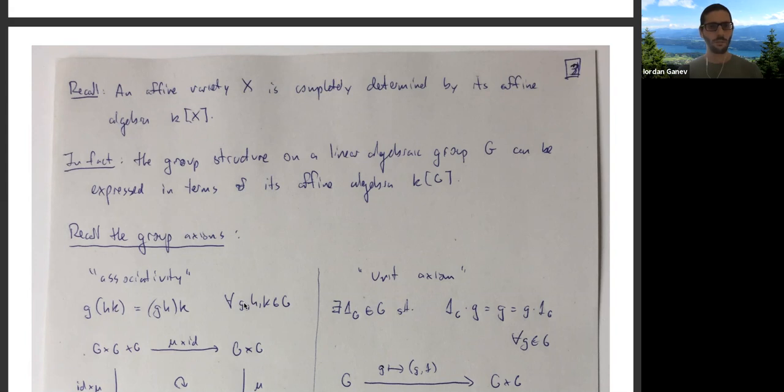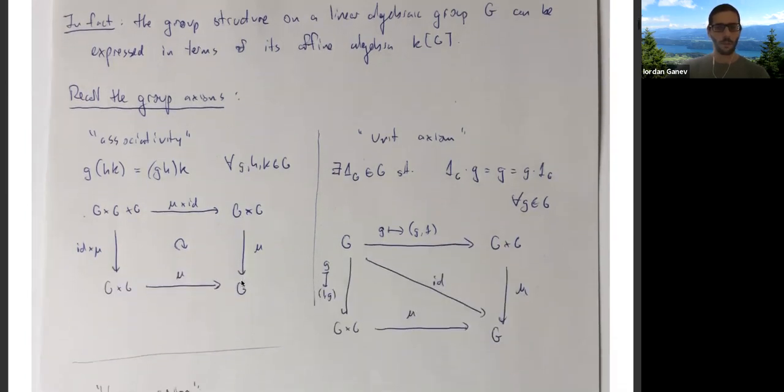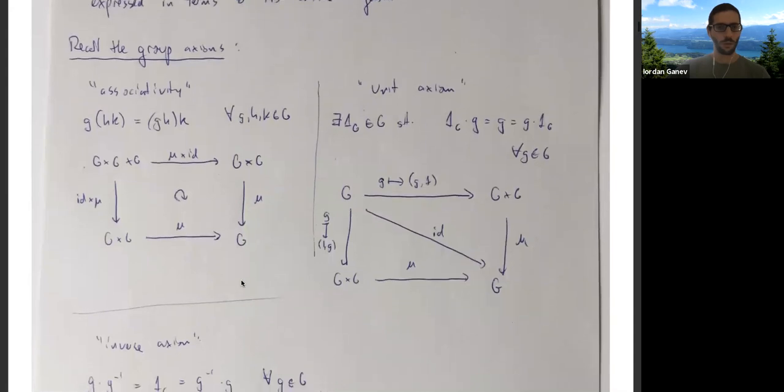And so based on this philosophy, this dictionary that for affine varieties, everything can be translated into algebras, we have the fact that the group structure in any linear algebraic group can be expressed in terms of its affine algebra K[X]. So all the information that we need is encoded in K[X] with extra structure. To see how this works, let's recall the group axioms. There are 3 of them.